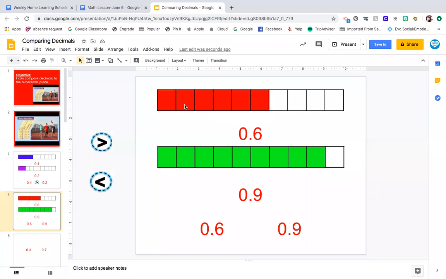All right, I've gone ahead and shaded in my bar models. I shaded in 6 tenths on this first bar model for 0 and 6 tenths, and then 9 of the tenths on this bar model for 0 and 9 tenths. And I can see that 0 and 6 tenths has less of the bar model shaded in. So that tells me that 0 and 6 tenths is less than 0 and 9 tenths. Remember, the alligator mouth wants to be open to the bigger number.